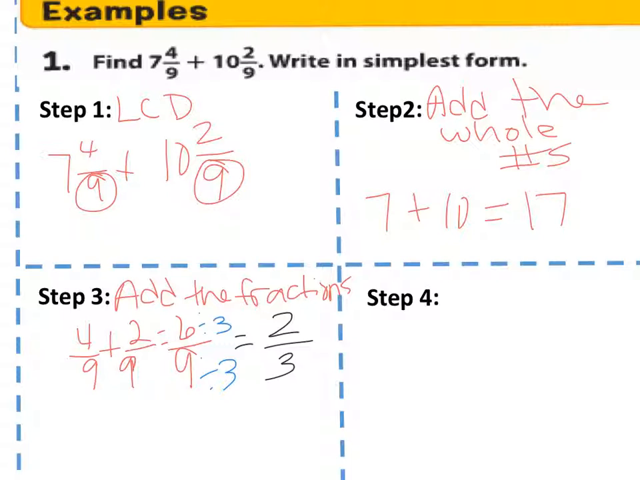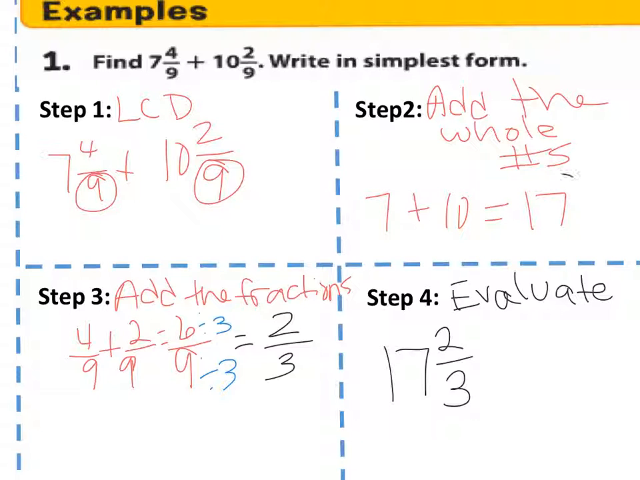The last step is that we're going to put our whole number and our fraction back together. This is the evaluation, or the solving part. So our final answer is going to end up being 17 and 2/3. We take our answer from step 2 and our answer from step 3, and we put them back together. And that is our final answer.